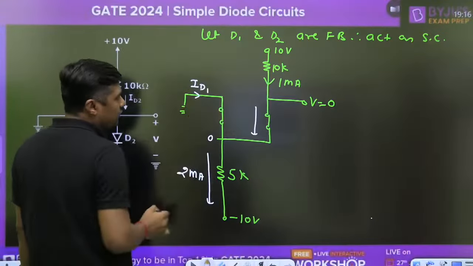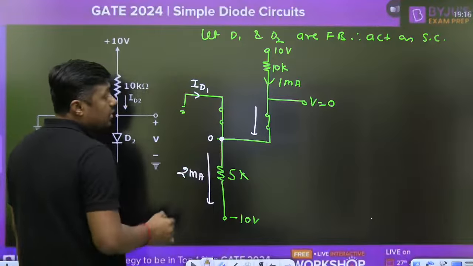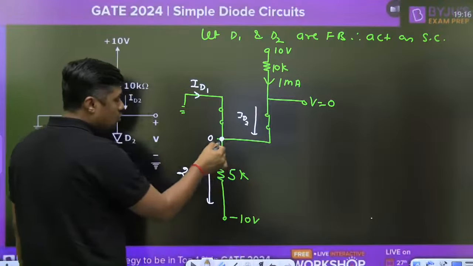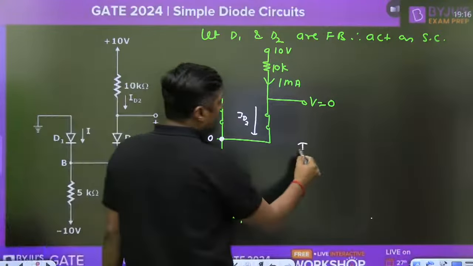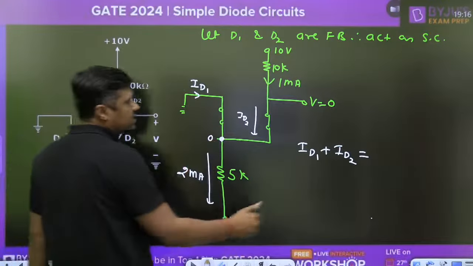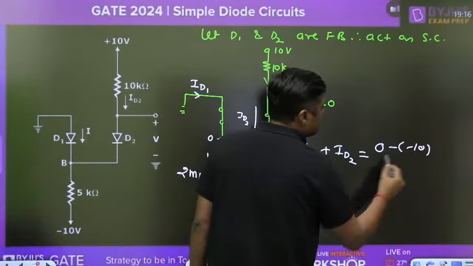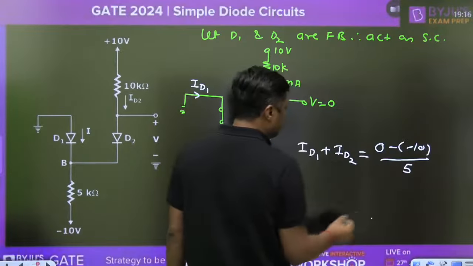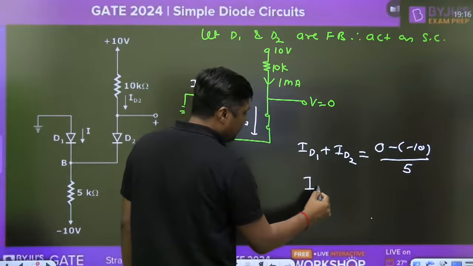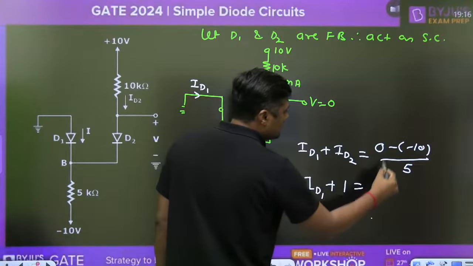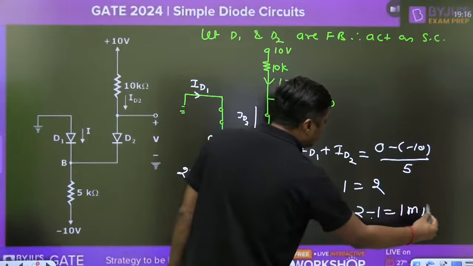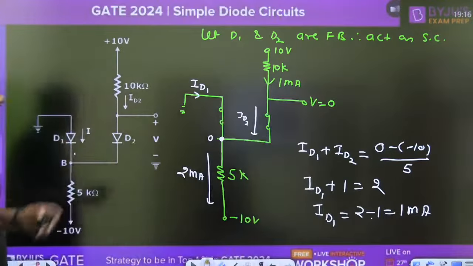Then what is the current through the diode D1, guys? You can apply the KCL at this point. What are the incoming currents? ID1 and ID2. And what is the outgoing current? 2 milliampere. Incoming current ID1 plus ID2 is equal to outgoing current, that is 0 minus of minus 10 upon 5, which is nothing but 2 milliampere. So ID2 is 1 milliampere, and you have to find ID1. That will become 2 minus 1, that is 1 milliampere. The current through this diode is 1 milliampere, guys.